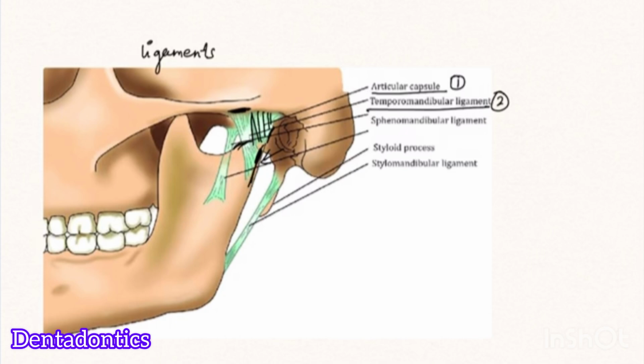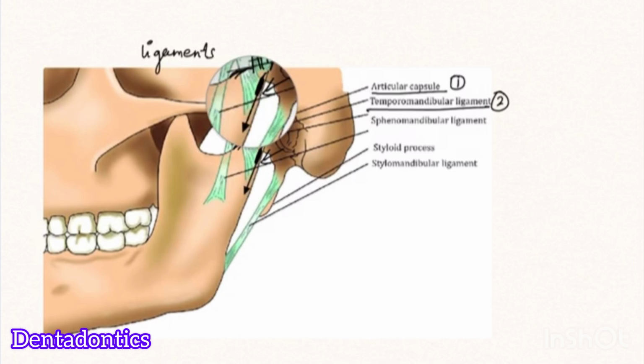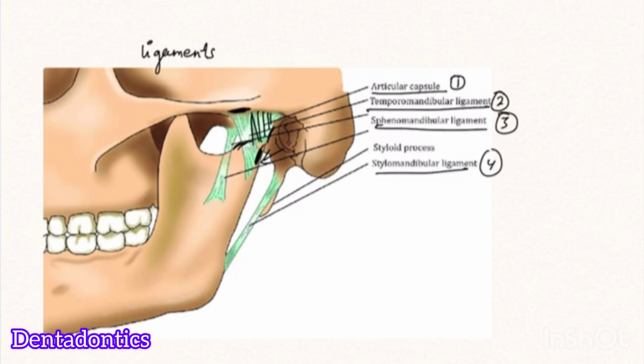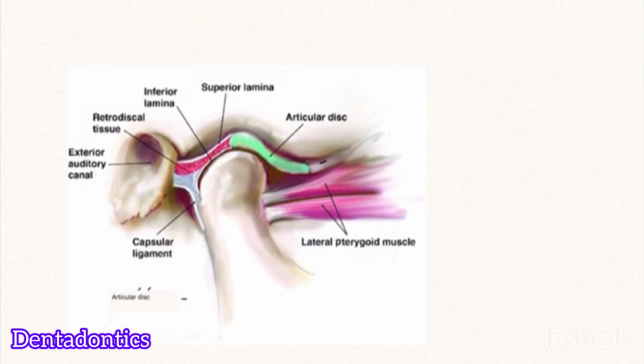Third is the sphenomandibular ligament. It is an accessory ligament which attaches superiorly to the spine of the sphenoid and inferiorly to the lingula of the mandibular foramen. Then comes the stylomandibular ligament. It is also an accessory ligament. It attaches above to the lateral surface of the styloid process and below to the angle of the mandible, adjacent to the posterior part of the ramus.